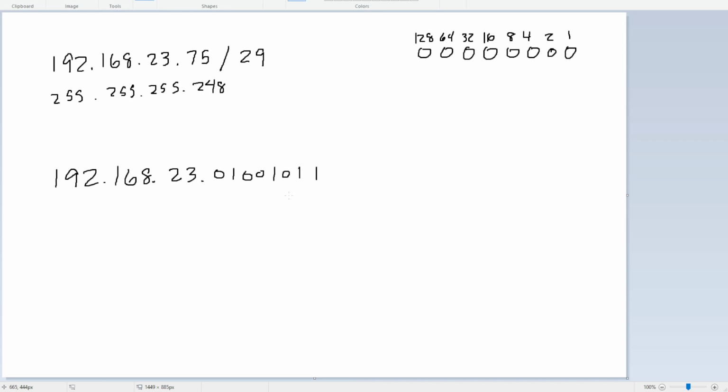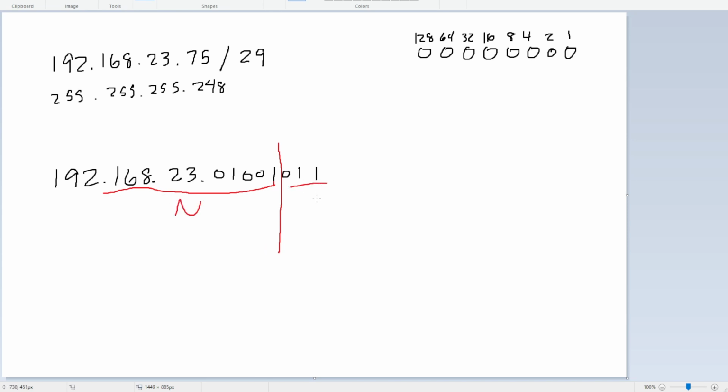So now, let me change my pen back to red here. The line is going to be after the 29th bit. So this is bit 25, 26, 27, 28, 29. So the line's right there. Let me go ahead and draw that in. So that means in this case, the first 29 bits over here, that's your network portion.